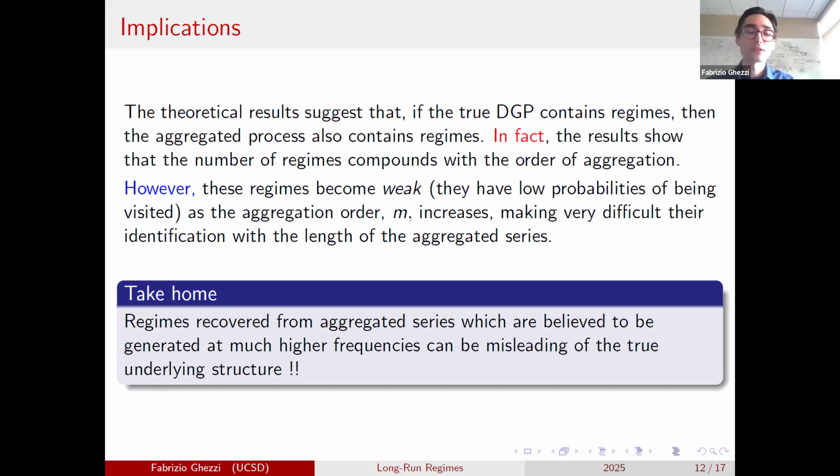Since the aggregated regimes are given by the combination of the short-run regimes, the probability of visiting these regimes is also given by this combination of the short-run probabilities of being in each regime. So you have this regime path, and then the question is, what's the probability of being in one of these regime paths, and those probabilities will be very low. Why is that bad? Because it will imply difficulties in identification of these aggregated regimes.